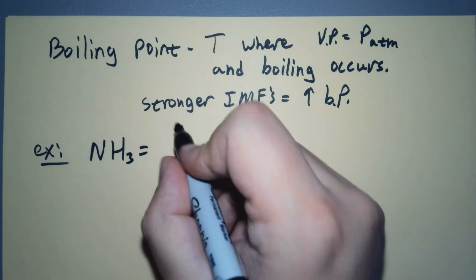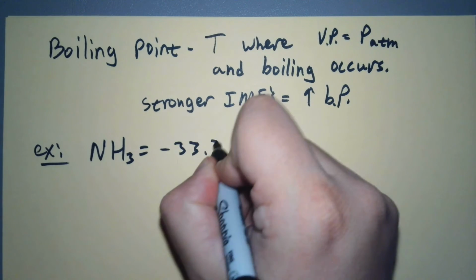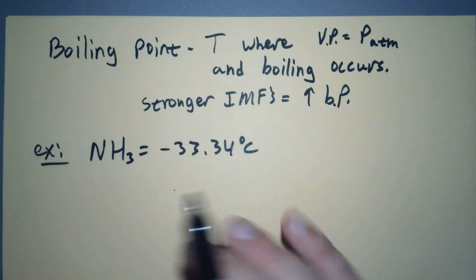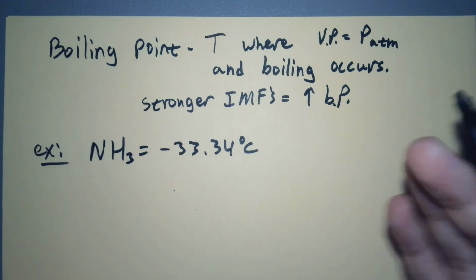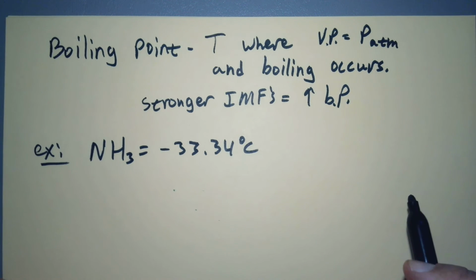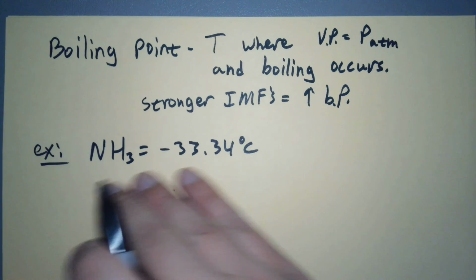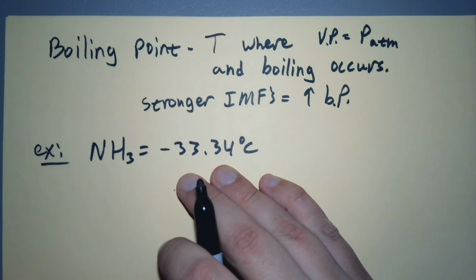NH3 has a boiling point of negative 33.34 degrees Celsius. It was actually the first refrigerant for this reason. But it smells terrible, and it's denser than air, so people would have issues where they would suffocate, things like that, if their refrigerator sprung a leak. So, if that happened in their sleep, bad news. That said, large commercial units still use it.